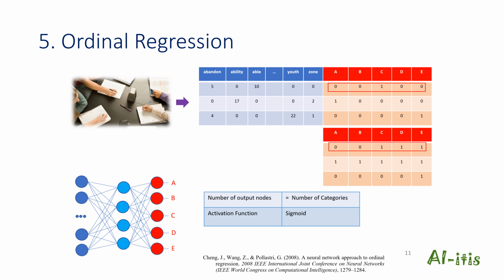Same as the multi-class classification task, the number of neurons in the last layer is equal to the number of the categories. But instead of using a softmax, we use a sigmoid for the activation function of the last layer. This approach was proposed by Cheng and his co-authors in the following article.